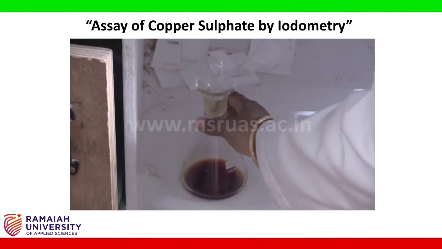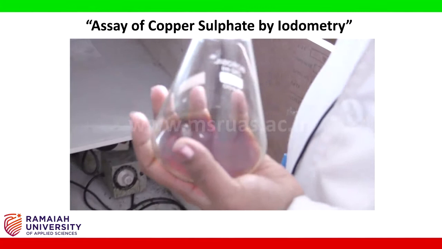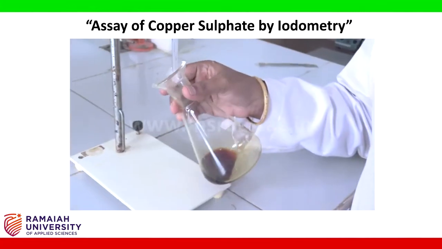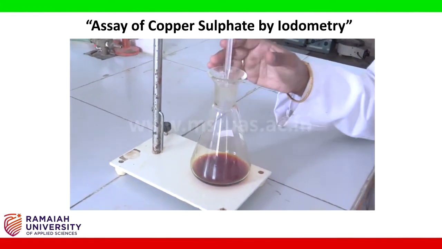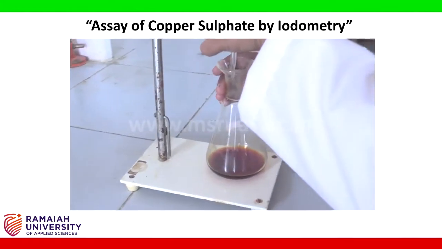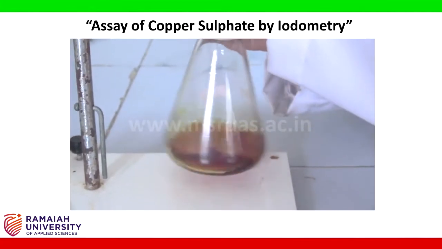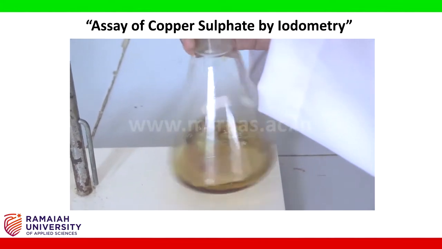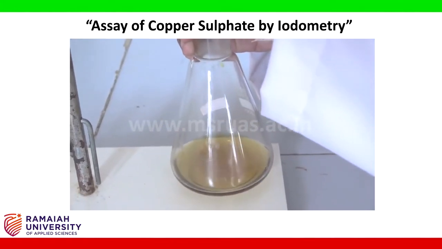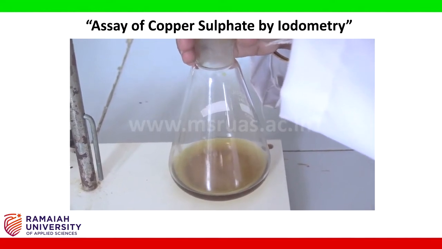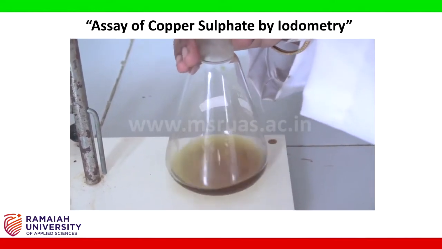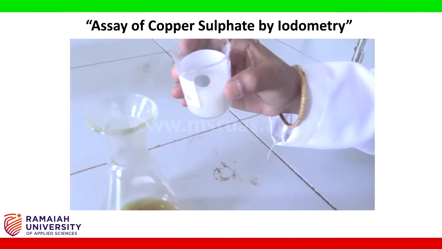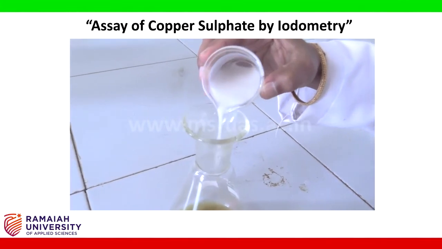Take out the iodine flask from dark. Titrate it with 0.1 normal sodium thiosulphate solution. Titrate the solution till it becomes pale yellow. After it becomes pale yellow, add 1 ml of starch mucilage indicator.